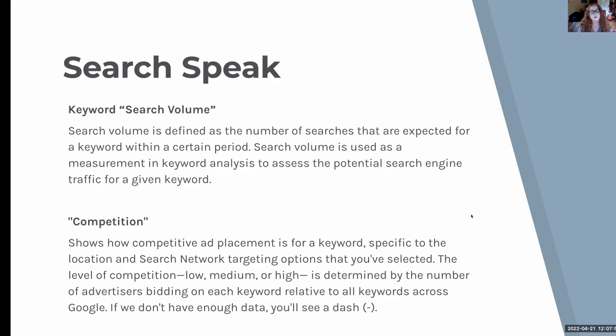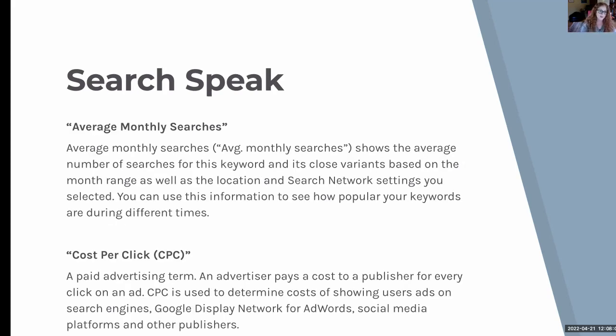You're going to see something called competition. This is in relation to, is it a really sought after keyword that people are always typing in Google, or are fewer people typing it into Google? Monthly average searches show the number of average searches per month. Cost per click is basically inside Google Ads. You're going to see something called CPC, and that's how much you'll pay for a click.